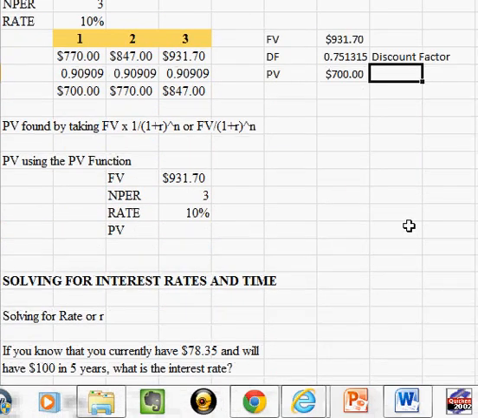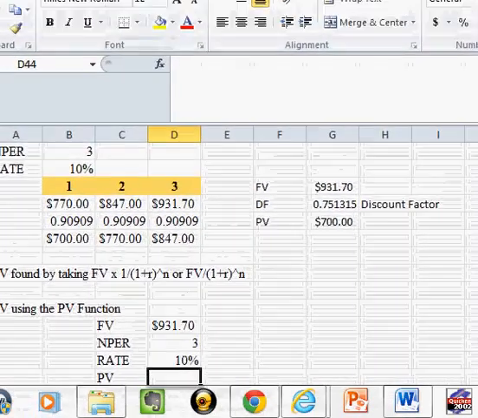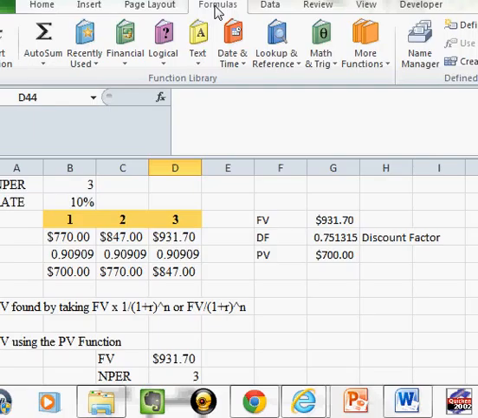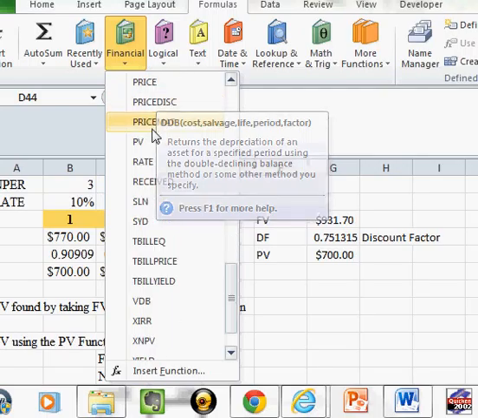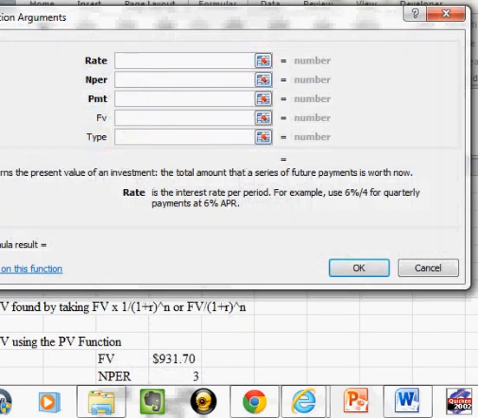And then again, we have a much easier way to do it in Excel by just using the financial function. So we fill in our numbers. We know that our future value is $931.70, that the number of years we're looking for is 3 years, and that the appropriate interest rate is 10%. Then we can go look for the PV. So again, I'm going up on the Formulas tab at the top. I'm going to Finance, and then I'm going to scroll till I find PV alphabetically. So here's the PV.